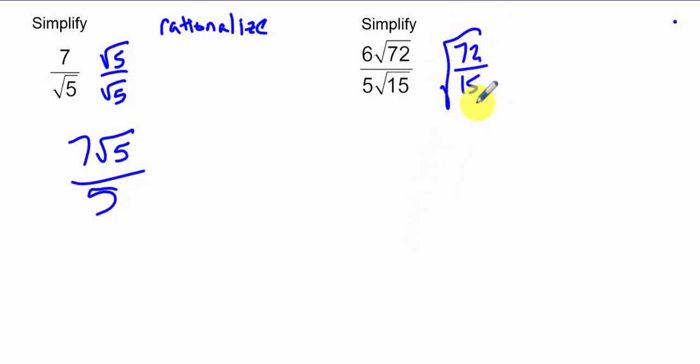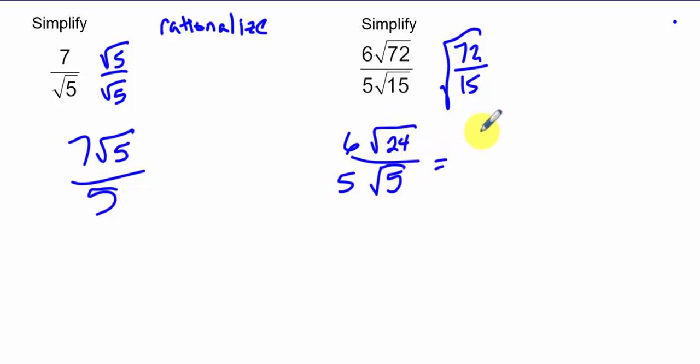And I know that 3 goes into both of these. In the numerator, it goes in 24 times, and in the denominator of 15, it goes in 5 times, right? So now I notice I'm going to have to rationalize by root 5 again here. But I don't want to make this number too big that I have to think about how I'm going to break that down. So I'm going to break down the numerator right now.